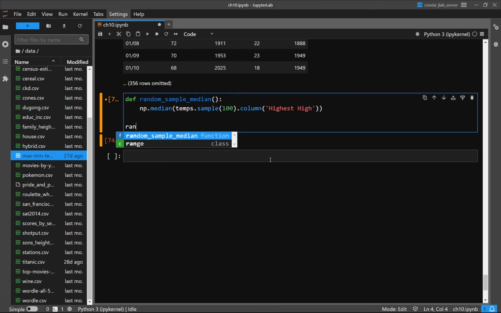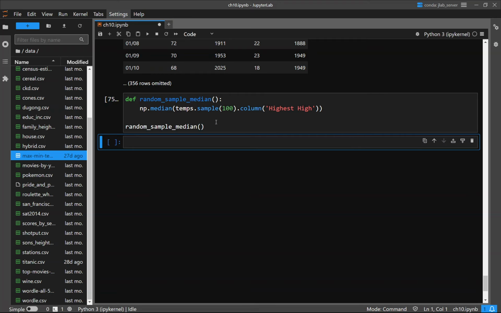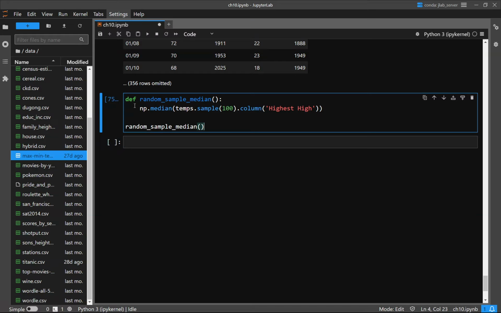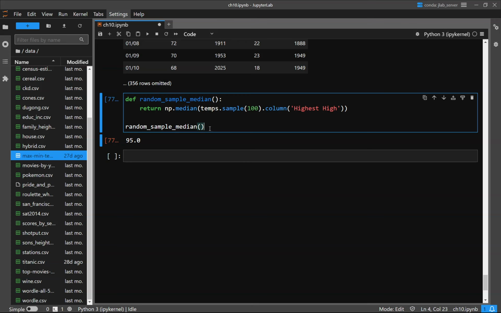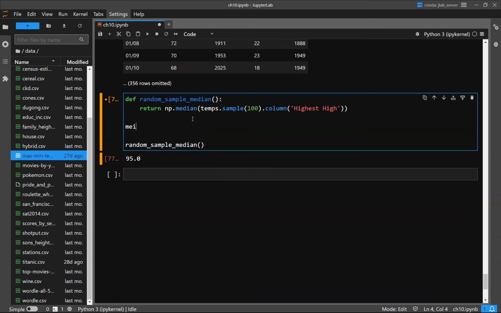All right, let's say random sample median. And now, oh, sorry, I have to return the value. And now every time I call it, it's a different value. So it's doing the work for me. It's a simpler name now. It's less typing for me. So now I want to loop through that. Let's make another array and call it medians again. Start it empty. And then every time I call this, I want to add it to the end of medians.